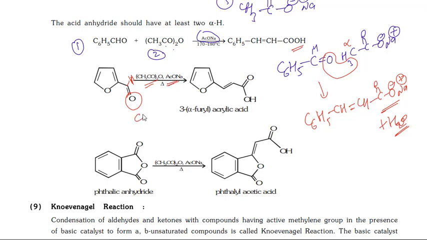I am writing here sodium acetate का formula CH3 C double bond O Na. Okay, from this 2 hydrogens we are removing H2O. You can see the double bond is forming between acetate and this furan. So 3 alpha furyl acrylic acid we are getting.